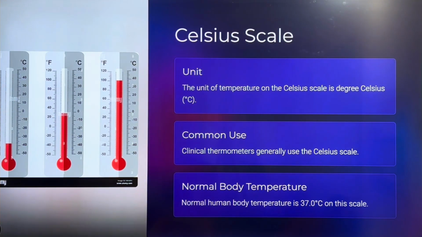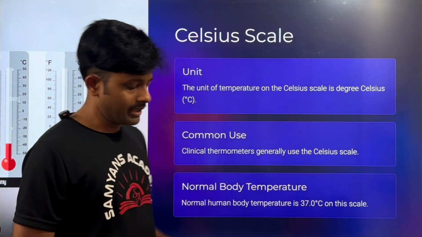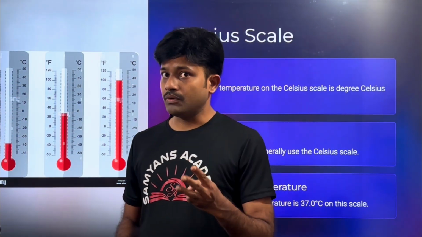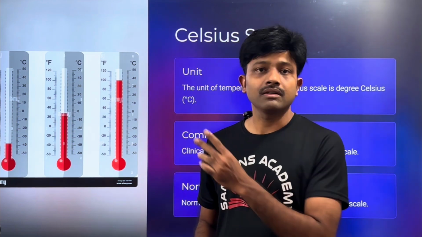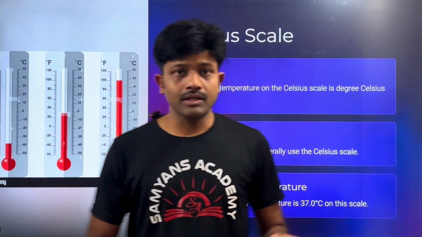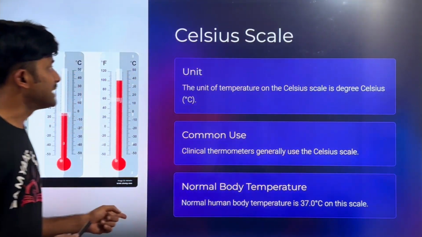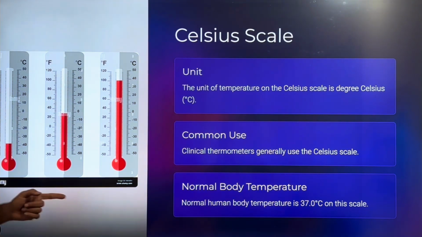Now here we have the Celsius scale. So what is the Celsius scale? Temperature is measured in three different units: one is degree Celsius, one is Kelvin, and the third one is the Fahrenheit scale. Here we are discussing the Celsius scale. The unit of temperature on the Celsius scale is degree Celsius.